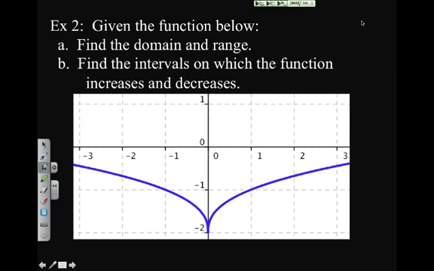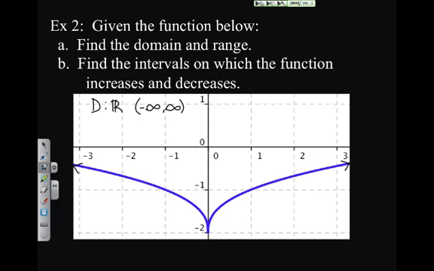Looking at this one, given the function below, first of all, find the domain and the range. Now remember, in a function, the domain is all of the x values that get used. And as we can see, this thing doesn't stop here on the left-hand side, and it doesn't stop here on the right-hand side, and there are no values where it's not defined, so our domain is simply all real numbers, or we can write that as from negative infinity to positive infinity. We can use anything.